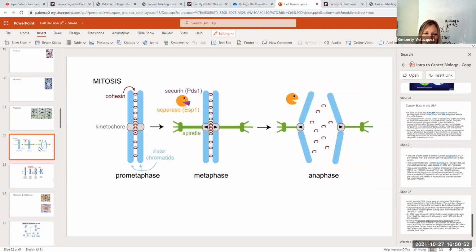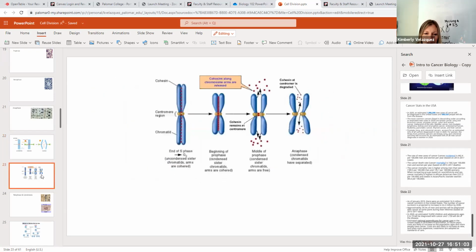I wanted to show you here cohesin proteins holding those two chromatids together. Kinetochore is attached to microtubules. And you can see here, cohesin proteins are what is holding those chromosomes together. And when they separate, that's anaphase.